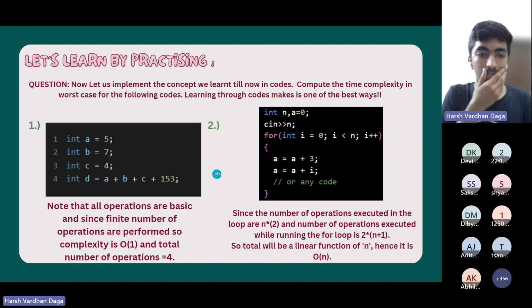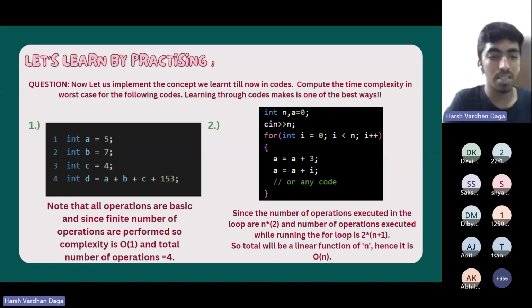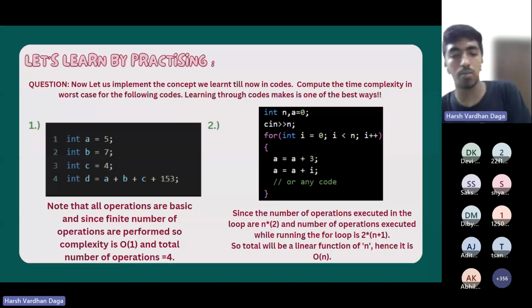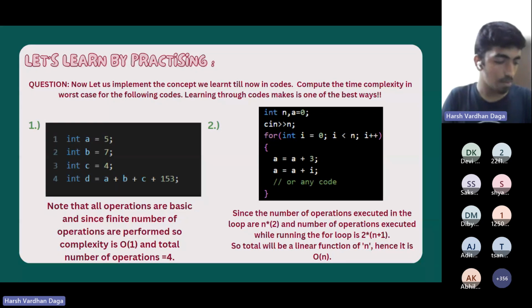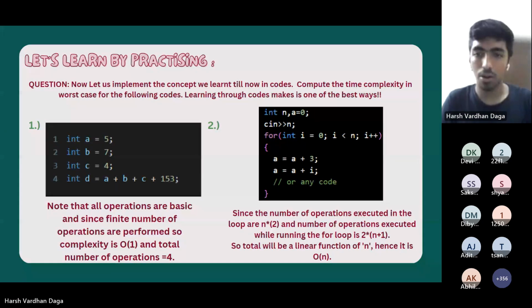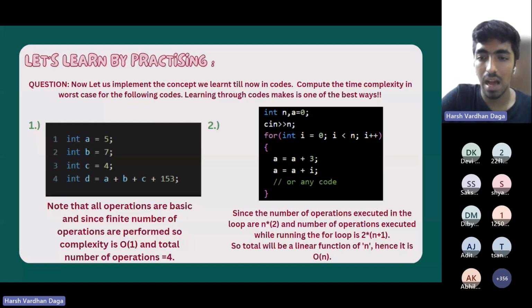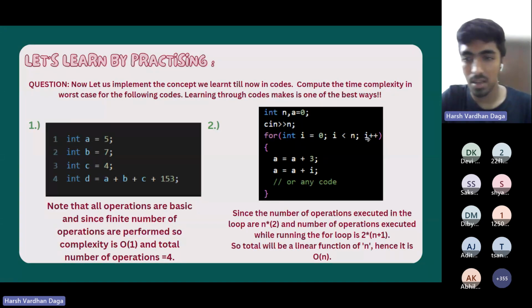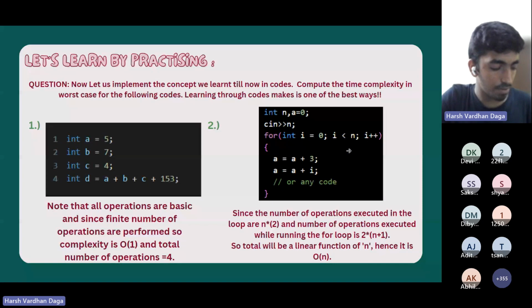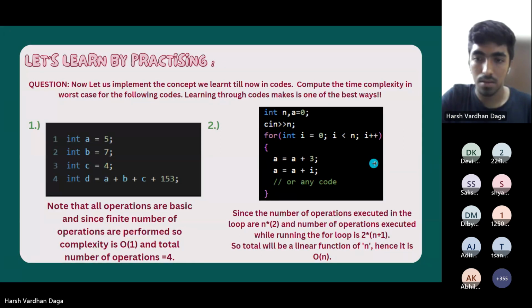Here's the solution. Note that all operations are basic, and since a finite number of operations are performed, as I said, the time complexity will be O of 1 and the total number of operations performed is 4. Okay, so you can have a look at that. Look at this. Two operations are being performed in the for loop, and here also some operations are being performed. So finally, if you calculate, it will come out to be a linear function of n. So we can write this as O of n.